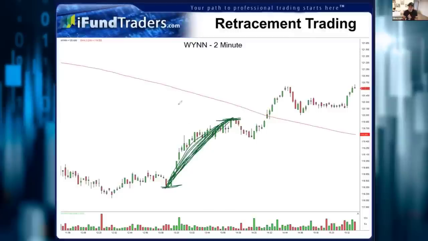Now let's do our retracement level, shall we? Let's take that 1/3 level. Let's take that 2/3 level. And then why don't we take that sweet spot?